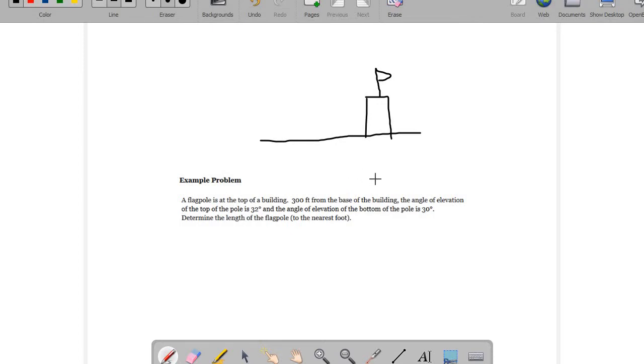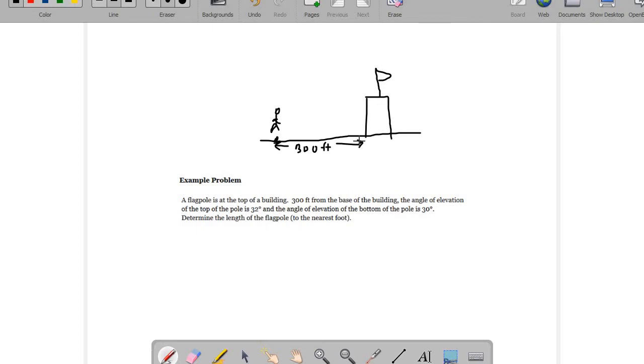Then it says it is 300 feet away from the base of the building. So you can imagine that the person is standing here, or you can draw a point on the ground that is 300 feet away. So this is going to be 300 feet from the base of the building, so it would be the distance from here to here.